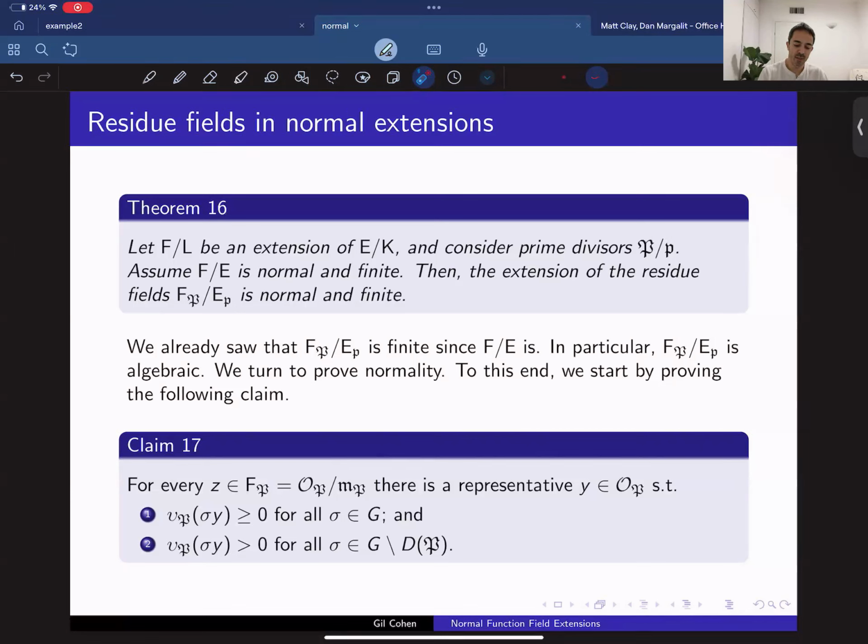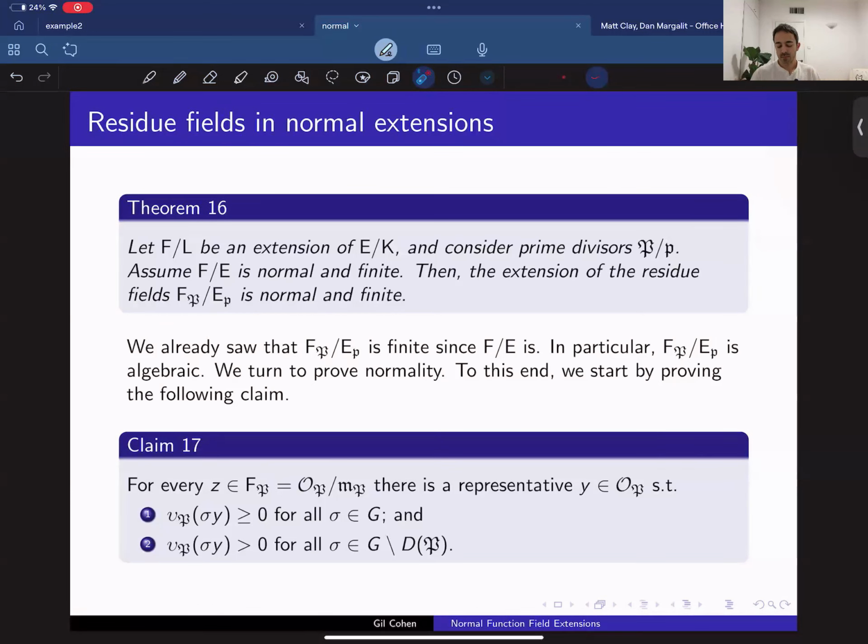And the theorem is as follows. It tells you that, say you have F over L an extension of E over K, and I'm considering again a capital P above little p, then if F over E is normal and finite, then what I'm saying in this theorem is that the extension of the corresponding residue fields, F_P over E_p, is also normal and finite. Okay?